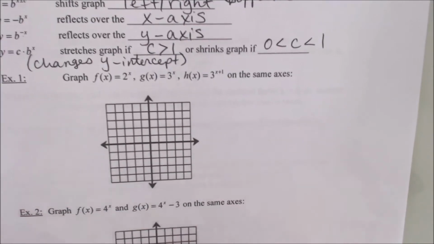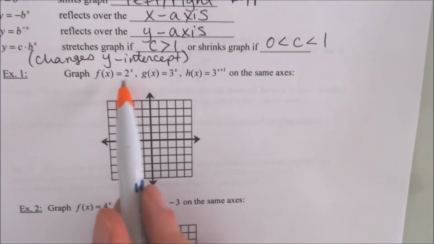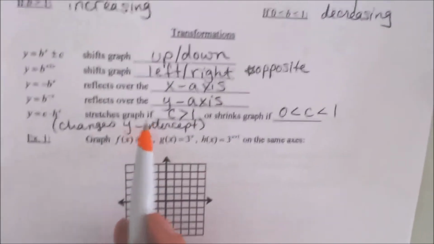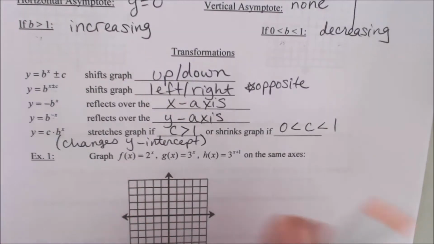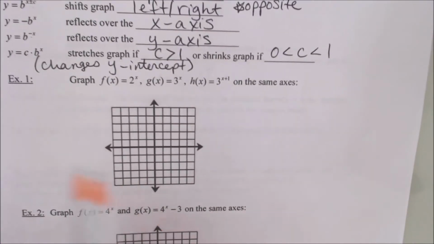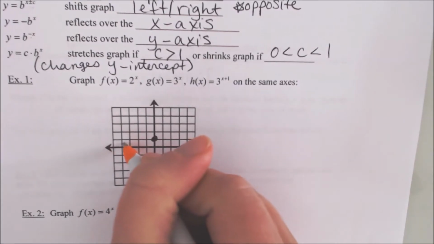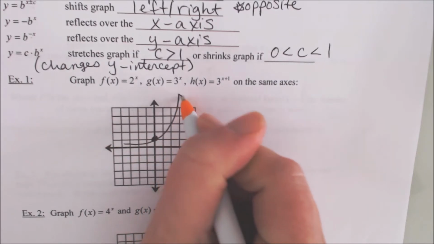So let's look at some basic practice here. Graph the function 2 to the x. So our basic exponential function, the base is 2. Notice that is a number bigger than 1, so it's going to be an increasing function. There's no shifting, no reflecting or anything. It's going to go through 1 on the y-axis, and it's going to look just like this.